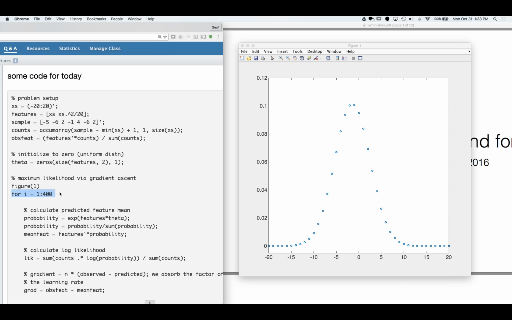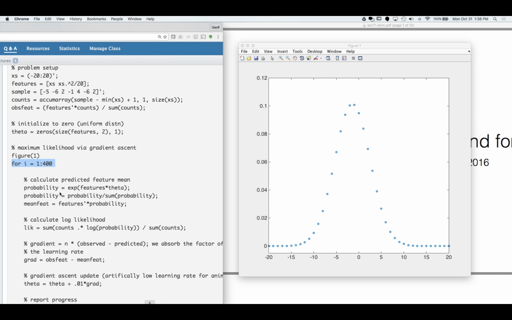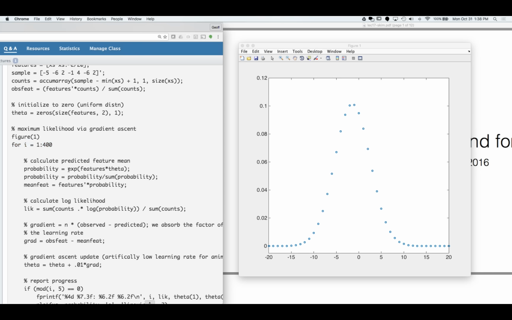And we're going to do 400 iterations of gradient descent. And in each iteration, we're going to calculate what is our probability distribution right now, right? So we know that in maximum entropy, the solution is going to be an element of an exponential family. It's going to be e to the features times parameters, right? And so I just compute e to the features times parameters. This gives me a vector, again, of length 41, and I can normalize it to get our probability distribution.